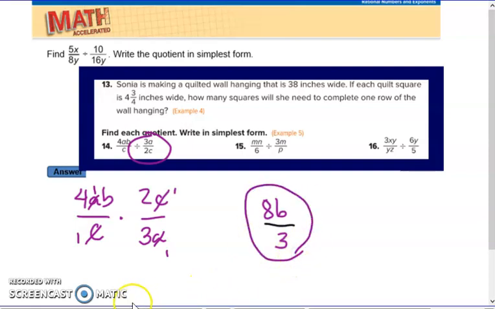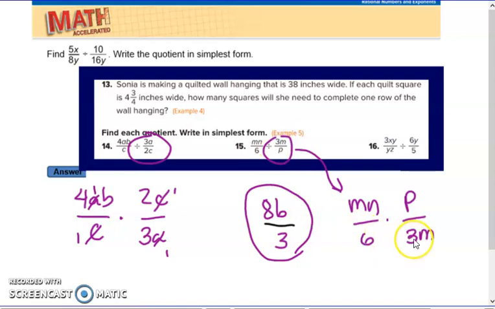Let's look at one more. Let's look at this guy right here. I'm probably going to run out of time, so I'm going to go until I run out. Got mn over 6, and this is going to be times p over 3m, because I have to flip that second one and multiply. So I'm going to cancel an m and an m, so it's just going to be np over 6 times 3 is 18. That's it. That's all you can do. Well, I will see you.